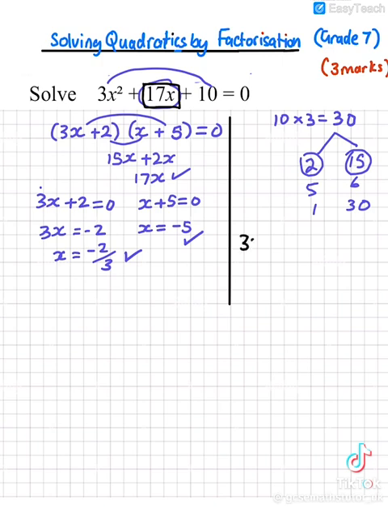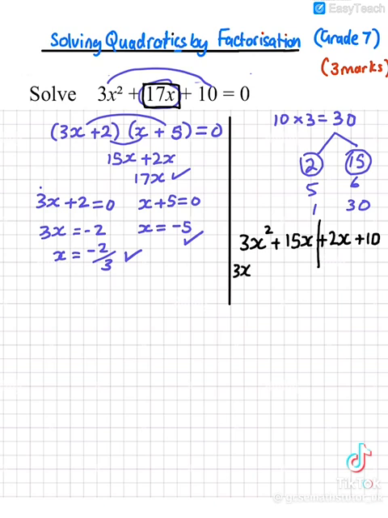So we have 3x squared. It doesn't matter which way around you substitute that in. So 15x plus 2x and plus 10. Okay, so you can do that in any order as long as you got 15x and 2x in the middle. Now, we split this up into two halves, and now we factorize this.